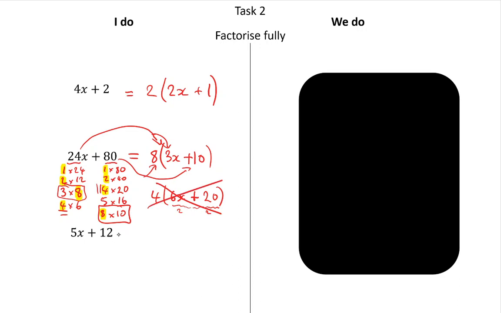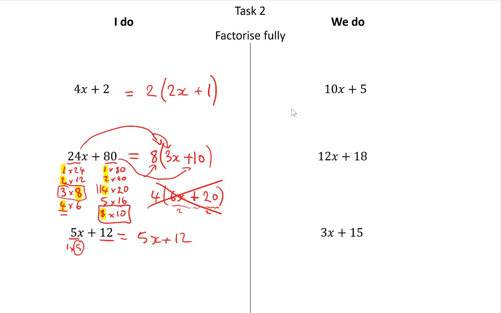5x plus 12. Well, 5's a prime number, 1 times 5. And 12, well, I mean, 5 isn't a factor of 12. So there isn't a common factor here. So our answer is just going to be 5x plus 12. So here are the similar questions for you to have a go at. Give it a shot.